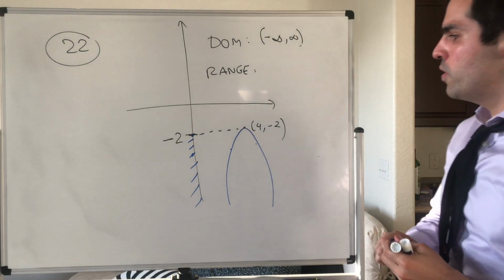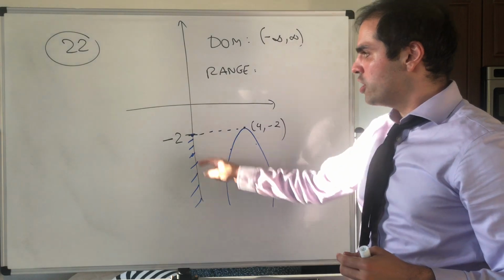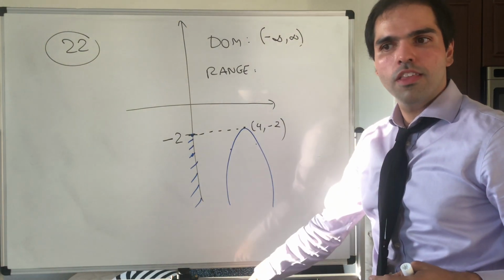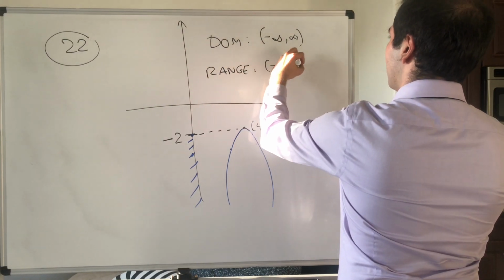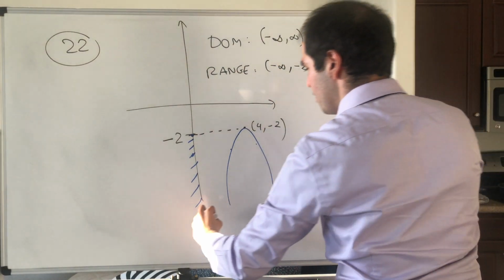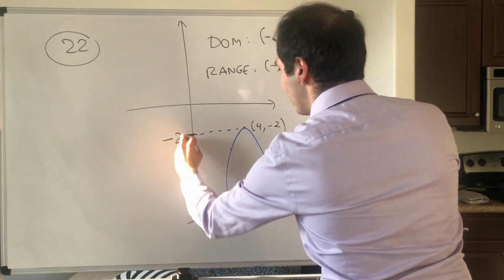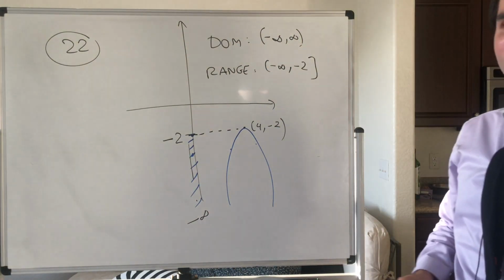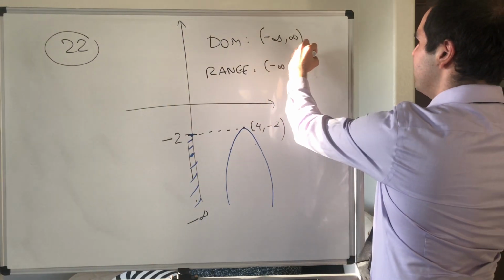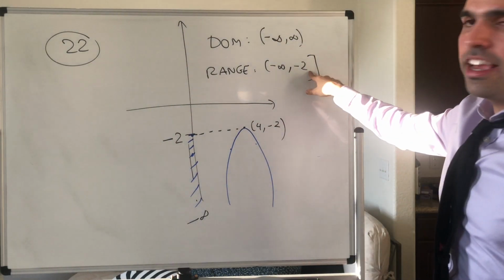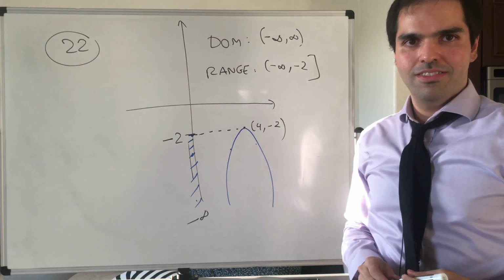So in fact, what we want to say is the range is all the numbers smaller than or equal to minus 2, and you can write this as minus infinity comma minus 2. So anything going from minus infinity all the way to minus 2, and you put this square bracket to say that you include minus 2.